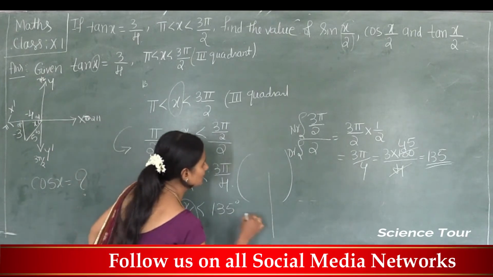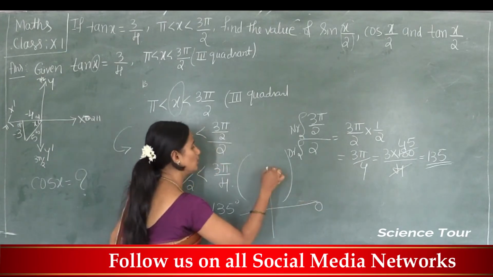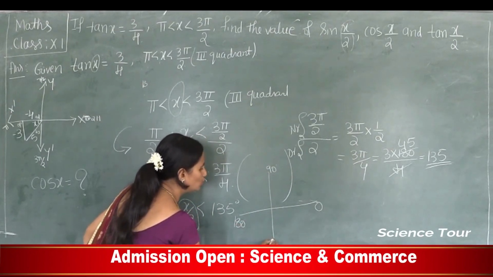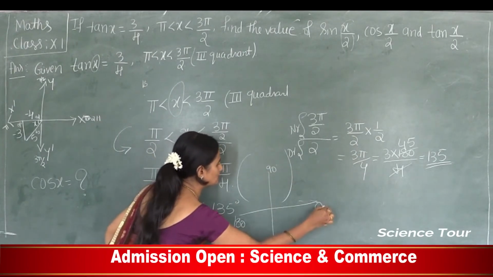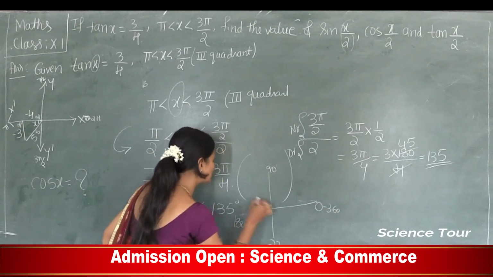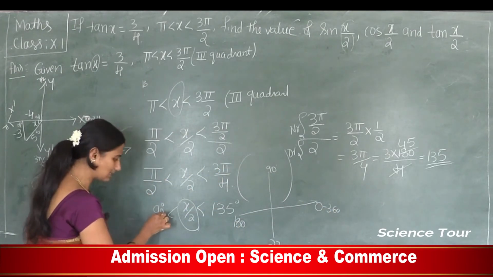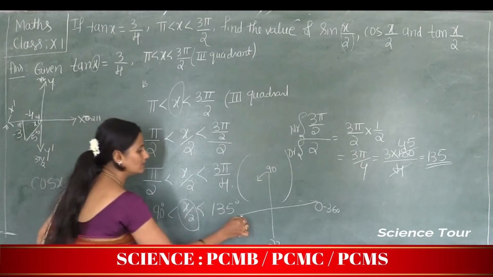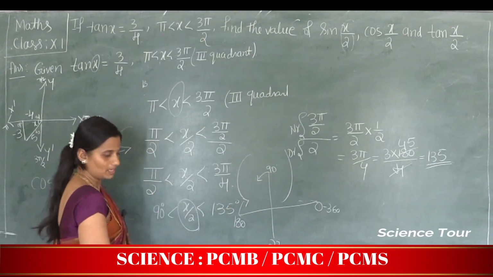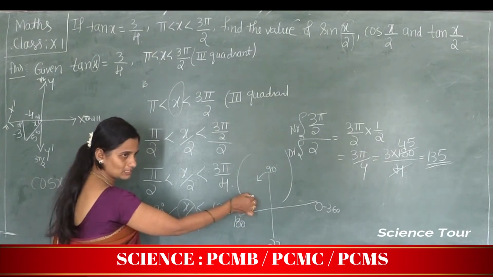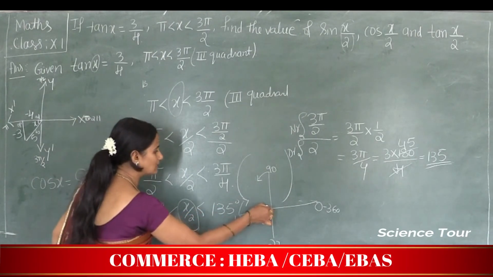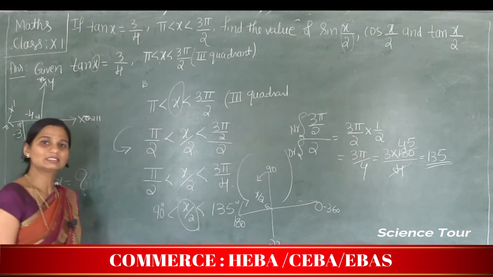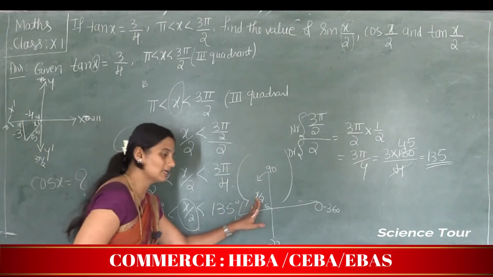So 90 to 135 means this is 0, this is 90, this is 180, 270, 360, right? So now this x by 2, where it lies? Greater than 90 degree, less than 135 degree. 135 degree means it lies in second quadrant. So this angle x by 2 lies in second quadrant.